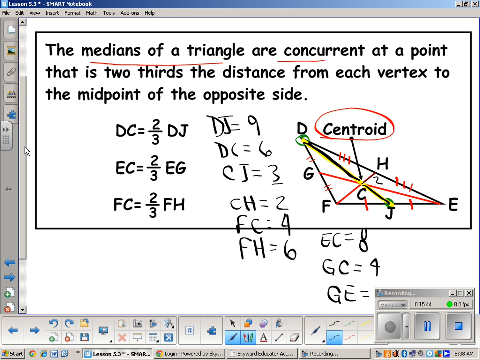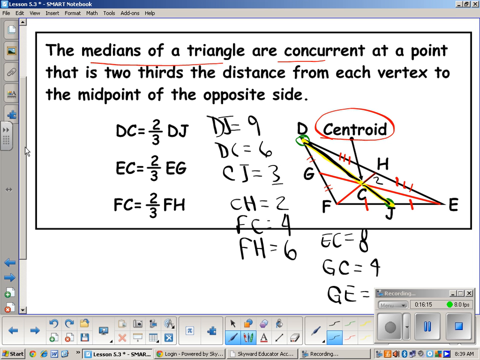The first one was the perpendicular bisectors of the sides, which created what point? The circumcenter, and that made a circle that was circumscribed around the triangle, or about the triangle. The second one was the angle bisectors that created the what? The incenter, and that created a circle that was inside the triangle and just touched each side exactly once.